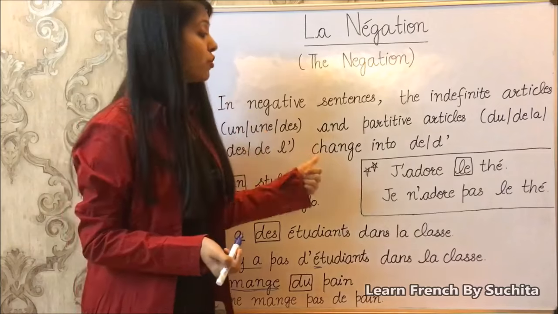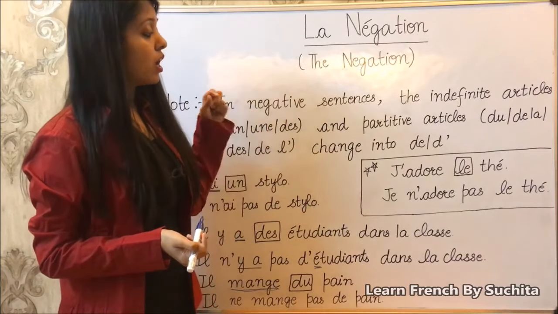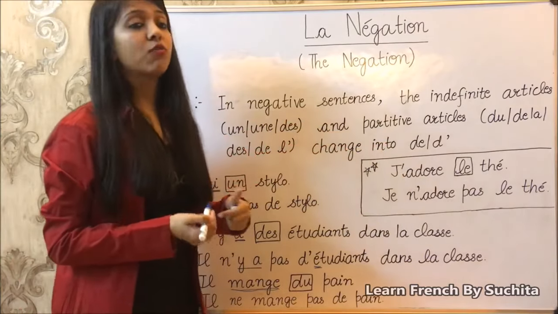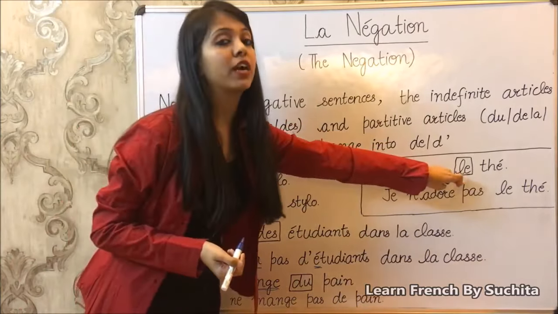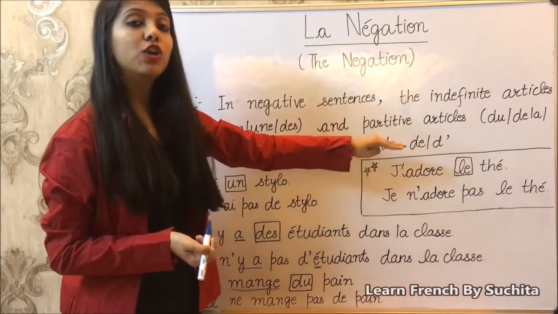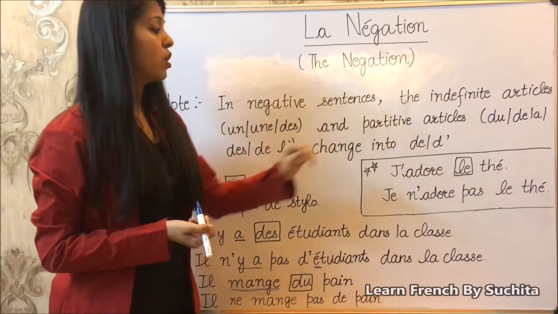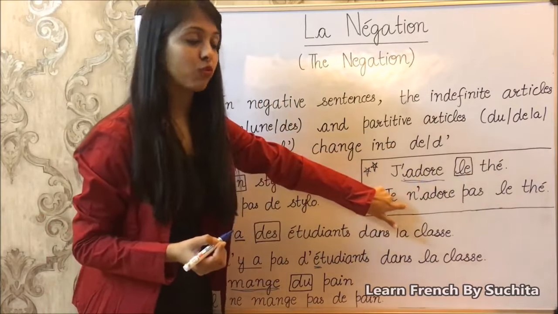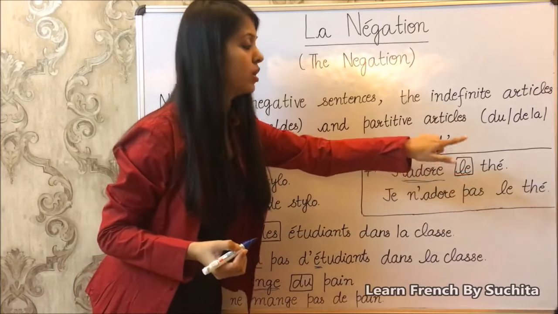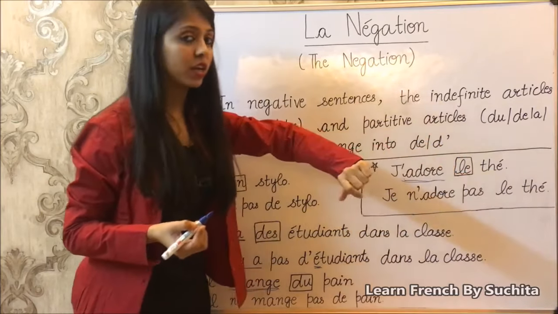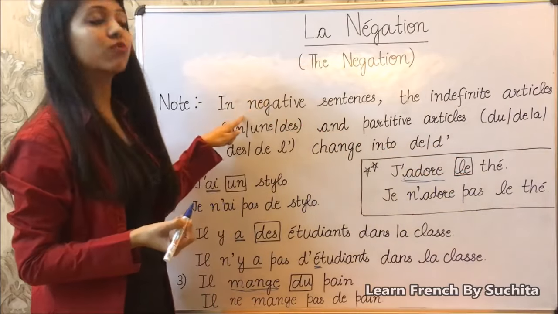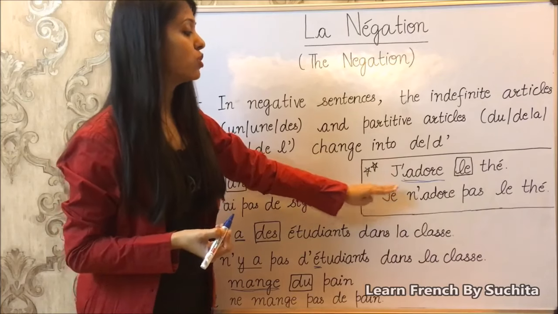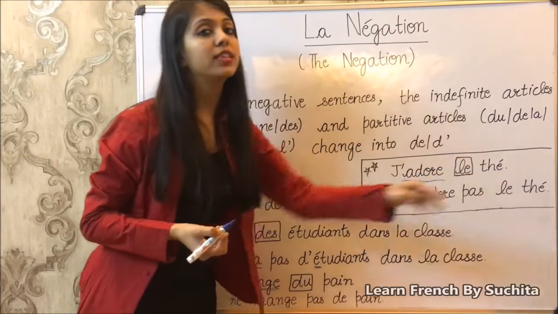Now, une règle très importante. A rule which is very, very important. What happens in the case of definite articles? Le is definite article over here. So, j'adore le thé, which means I love the tea. Now, this is the verb over here. We put n apostrophe before the verb and pas after the verb. This le being the definite article will never change in case of negative sentences. From j'adore le thé, it changes into je n'adore pas le thé.